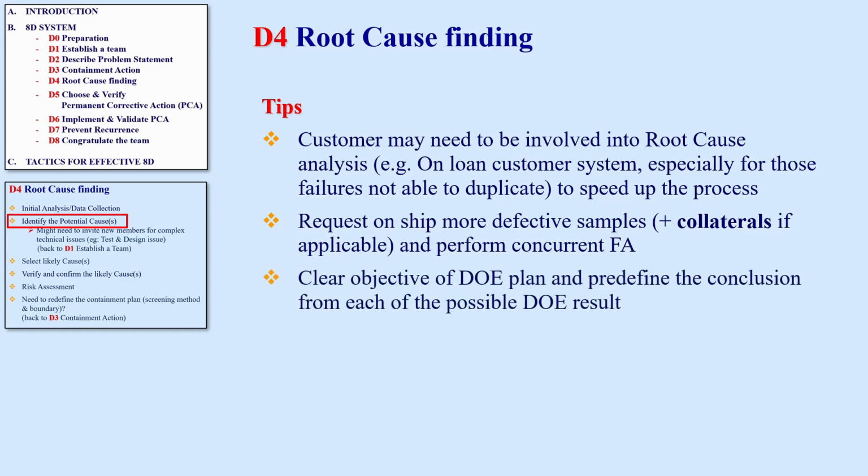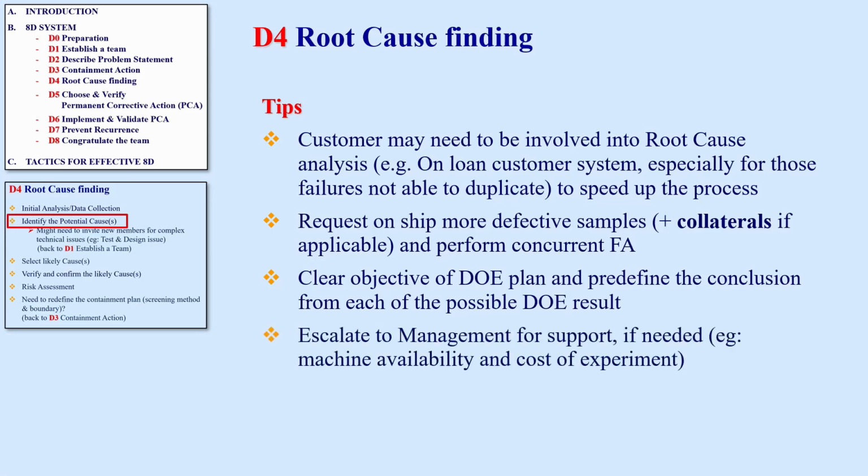The 8D team should clearly define the objective of the experiment, or DOE plan. The team needs to anticipate all the possible outcomes and clearly predefine how to interpret the result for each of the possible outcomes from the DOE result. Escalate to management for support, if needed, for example, when we need machine availability to conduct the experiment, or when we need budget to support the cost of the experiment.